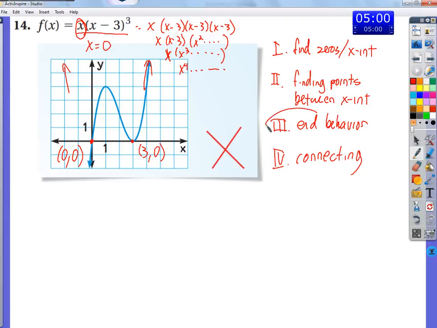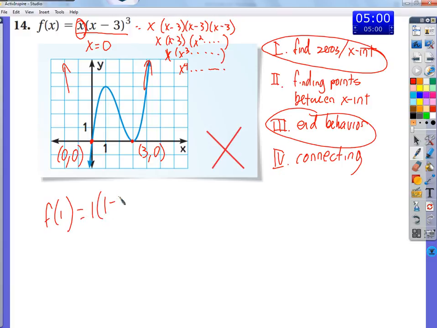So we have the end behavior, so we've done this. We should do this, find some points in between the x-intercepts. Well, we only have two x-intercepts, and so there is only one between. Okay, so what value is between those two x-intercepts? One is pretty small, one's probably pretty easy to plug in. Plug in 1 for x, 1 times 1 minus 3 cubed, 1 times negative 2 cubed, that's negative 8 times 1, negative 8. So this should be down here.